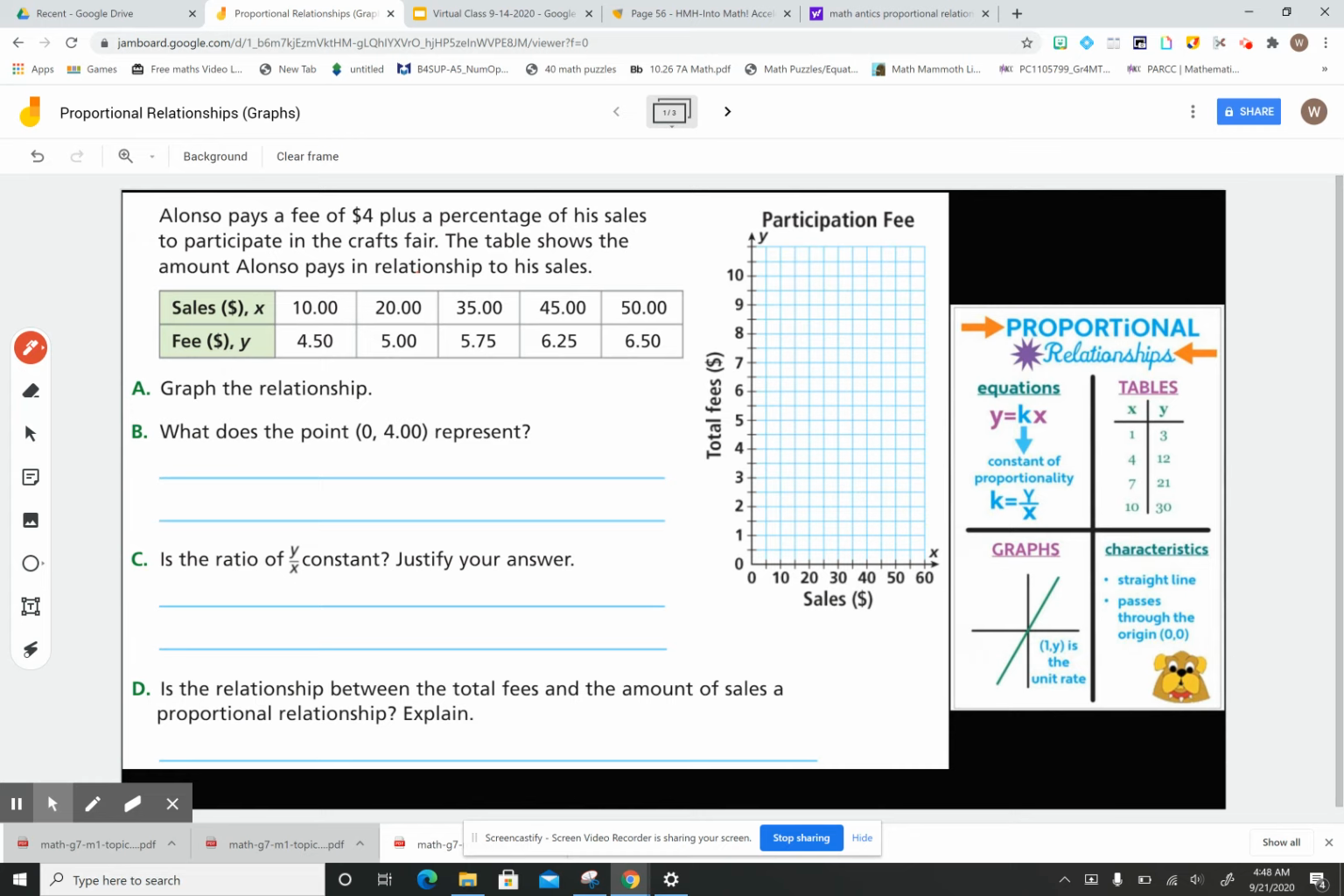So what we can do is we can go back to our anchor chart, find out how we determine if each of the ordered pairs has a constant of proportionality or constant unit rate. We would take Y and divide it by X. So if we take the first pair and we take $4.50 and divide it by 10, that would give us 45 cents.